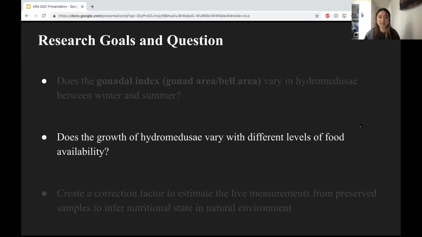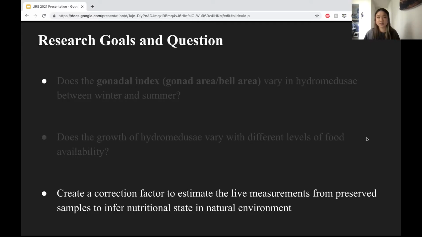For our sub-studies, we looked at whether the growth of hydromedusae varies with different food levels. To do so, we did a feeding/starvation experiment where we caught live hydromedusae, fed them different levels, and saw if that caused variations in their growth.